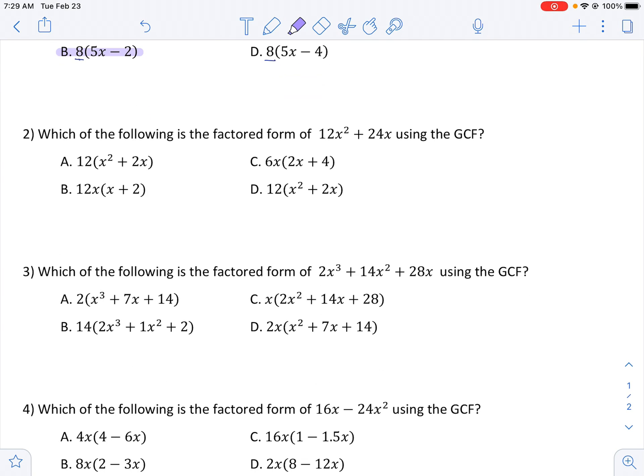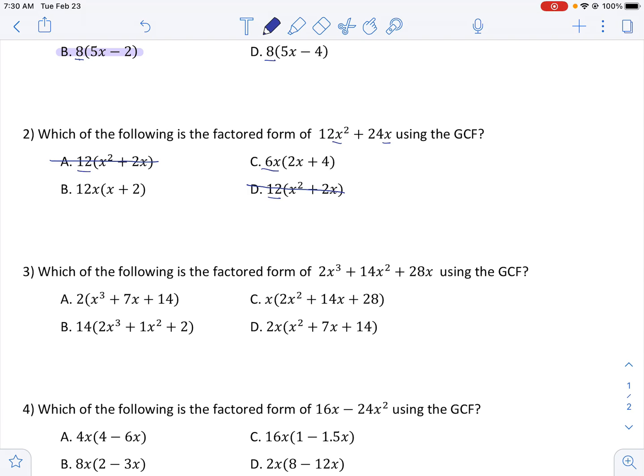Okay, looking at number 2, which of the following is a factored form of 12x squared plus 24x using the GCF? Okay, I notice I have an x squared and an x. Both terms have an x, so I should be factoring out an x as well, which means I can cancel out answer choice A and answer choice D because it does not have an x on the outside with the GCF. Okay, so now I need to see what number goes into 12 and 24 evenly, and it's the biggest number.